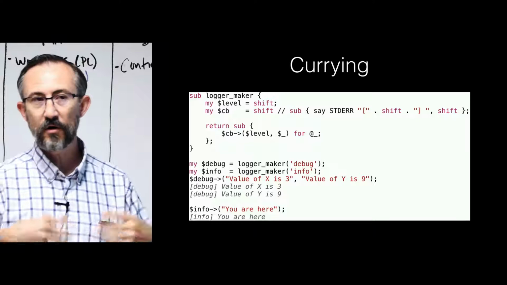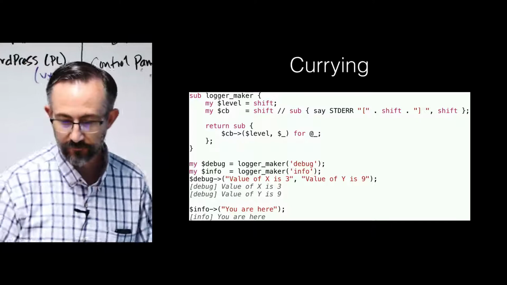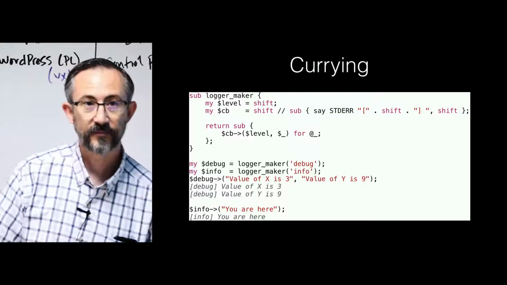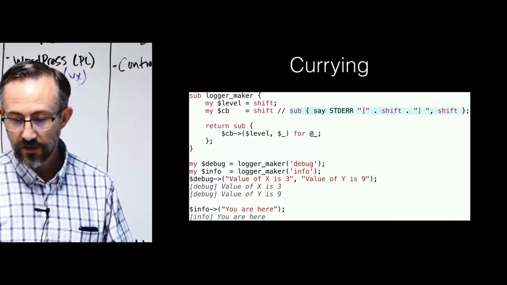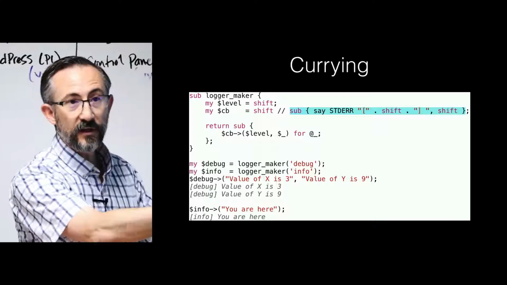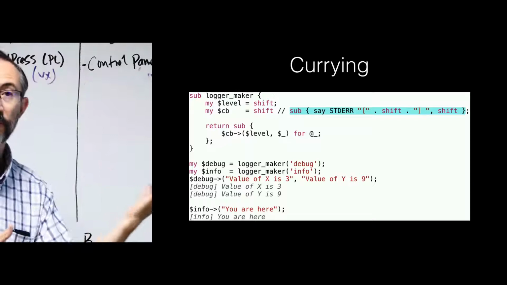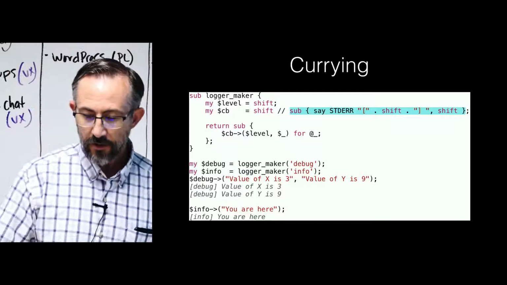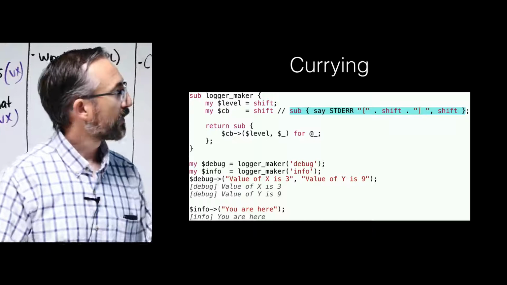So here we create a subroutine called logger maker. It takes two arguments. It takes the level, and it takes, we'll call it a callback. It's just a subroutine reference. The second argument is optional. If we don't pass in an argument, we get a subroutine that, when invoked, prints to standard error its first two arguments, and the first argument goes into square braces, and the second argument gets printed out. So this is what we would call a log entry. This logger maker returns another subroutine reference. When that subroutine reference is invoked, it calls the callback function.